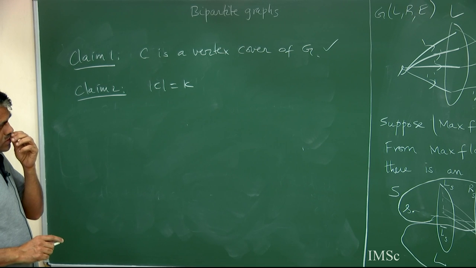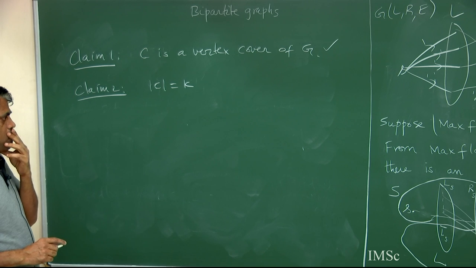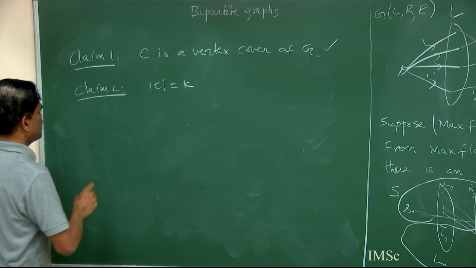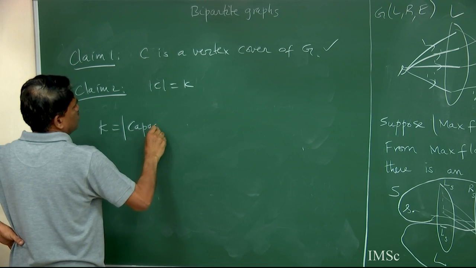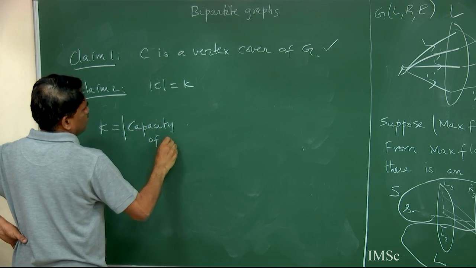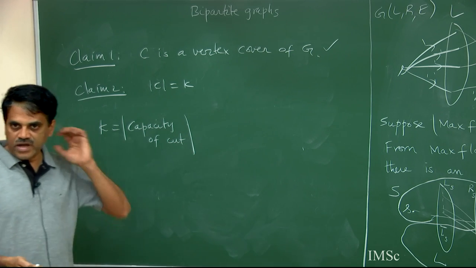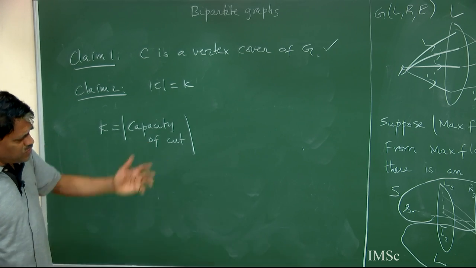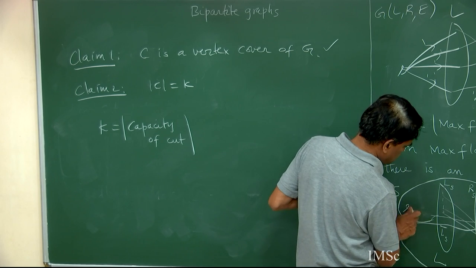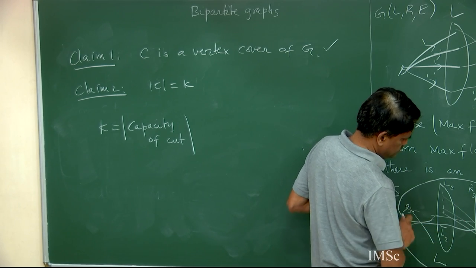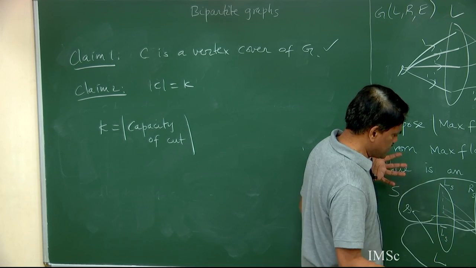I want to show that size of C is K. What is the capacity? K, remember, is the capacity of the cut. Because that's how we got the cut. It's a min cut and its capacity is k. So what is the capacity of the cut? You look at all edges going in this direction. There are no edges here, it's a bipartite graph. Add all their capacities and that's the capacity of the cut.